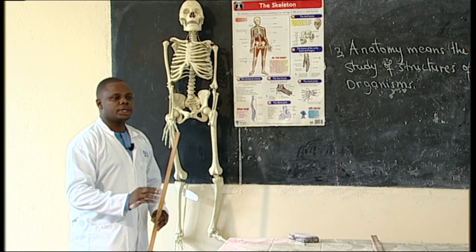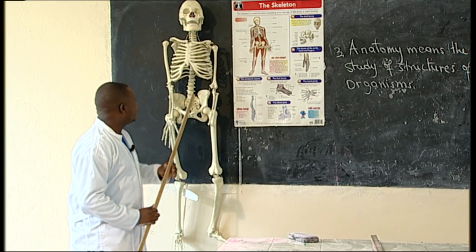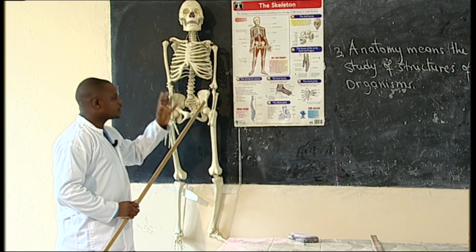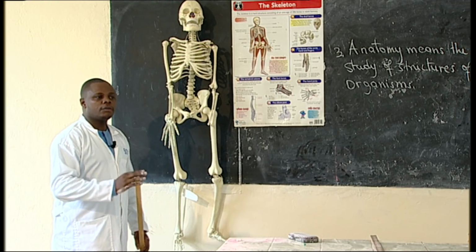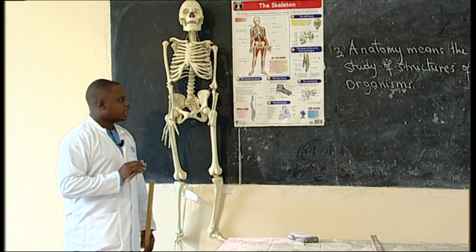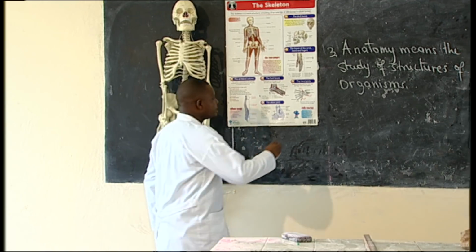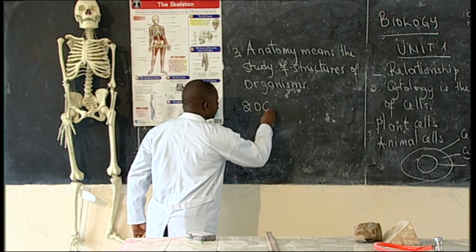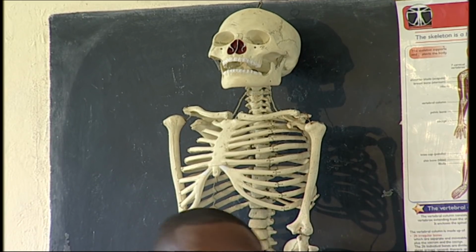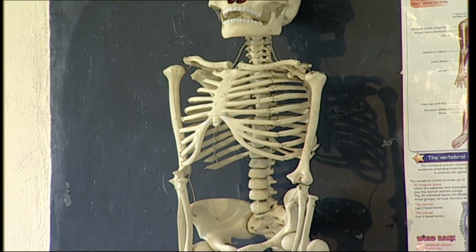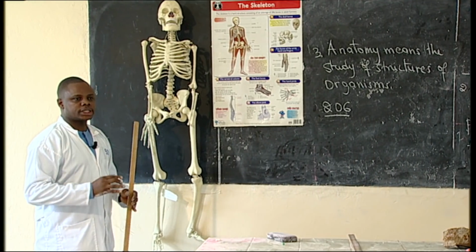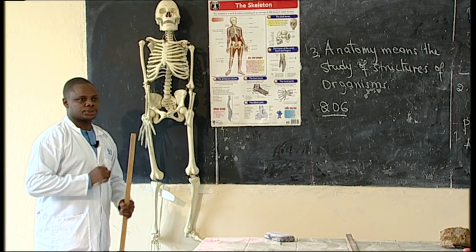So when we are talking about anatomy, that means we need to know the structures of organisms. When you see this human skeleton, it has about 206 bones. So those bones make the structure of the human skeleton.